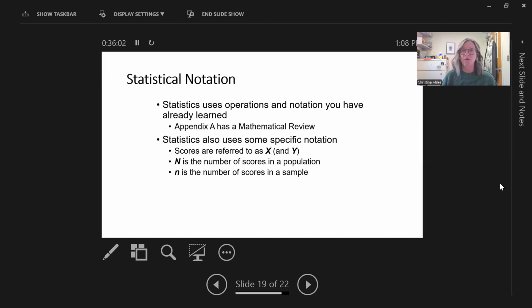So scores, raw scores, are often referred to as X or Y. When we're using X and Y, it's often when we're using correlational data. A capital N is how many scores are in a population. And a lowercase n is the number of scores in a sample. This is important information because it'll start helping you get used to comprehending the language of statistics so that you can start doing those calculations.